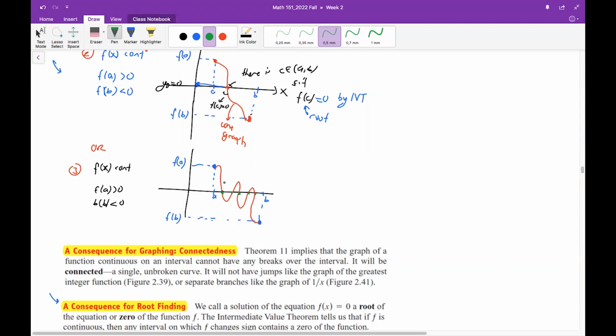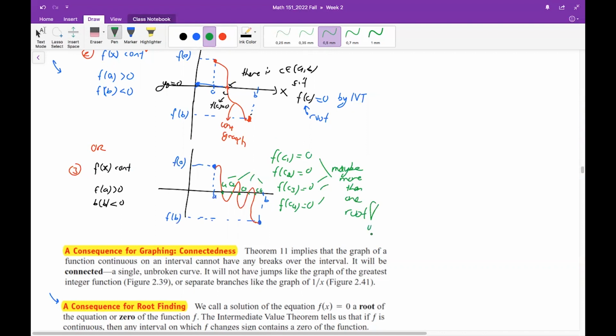So all these points, let's call them c1, c2, c3, and c4, all these points are now the roots of your function, because at all of them, what is the image of your function? 0, right? That's why you may have more than one root, like this. Maybe more than one root may happen, okay?